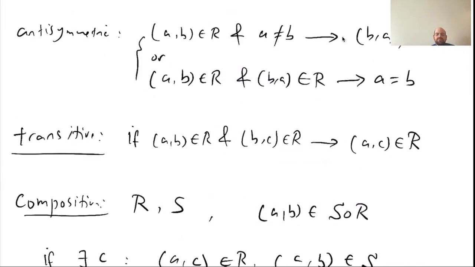Transitive relation. Transitive relation means if (a, b) is in R and (b, c) is in R, then (a, c) must be in R. Okay, so whenever (a, b) and (b, c) are in R, (a, c) is in R in a transitive relation. So in a transitive relation, if (1, 2) is in R and (2, 3) is in R, then (1, 3) must be in R. And so on.